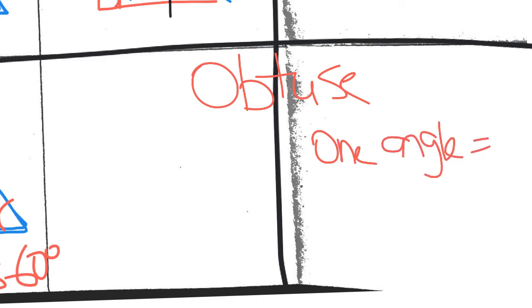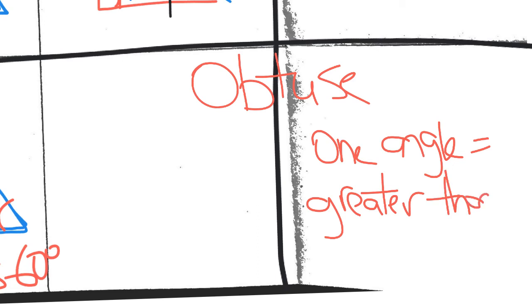Obtuse is kind of easy to remember to me, because obtuse just sounds big. Like if something's obtuse, that sounds like it would be bigger. So when we're talking about the angle, then one angle is greater than 90. So we had all angles less than 90 for acute, one angle equals 90 for right, and obtuse is going to be one angle is bigger than 90.